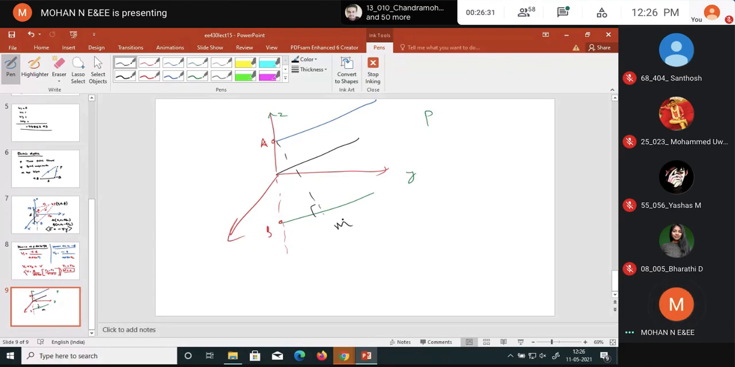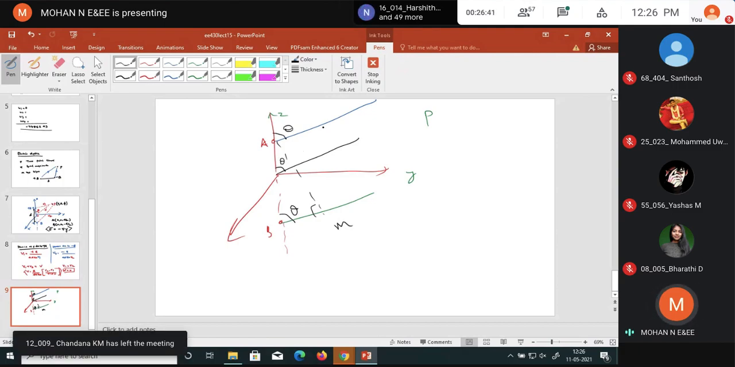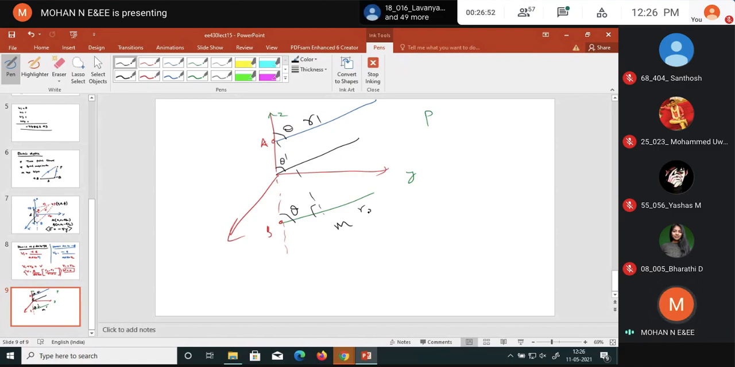Let it be AM, and this angle is theta. If this is theta, this also becomes theta, and this also becomes theta. They are nothing but the complementary angles. So R1, R2, this is R1 and this is R2 and this is R, can be assumed to be parallel to each other.